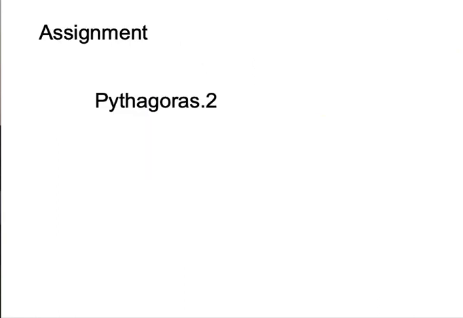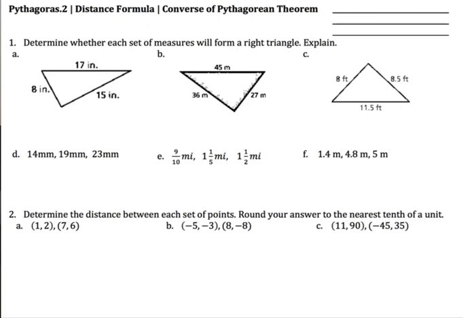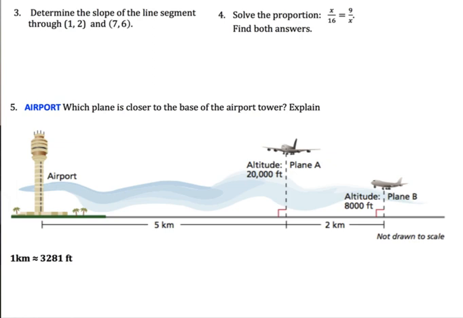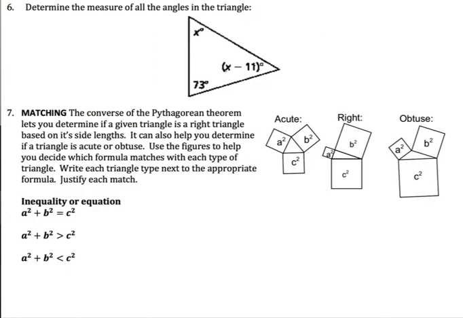All right, quick preview on the assignment. On number 1, you are going to be using the converse of the Pythagorean theorem to determine whether each of these 6 triangles are right triangles. On number 2, you'll use the distance formula to find the distance between the set of points. Number 3 is a review of finding slope. 4 is solving a proportion. 5 is a situation problem with a diagram not drawn to scale. Try to figure out which plane is closer to the base of the airport tower. You will need to know this conversion rate, that 1 kilometer is about 3,281 feet.